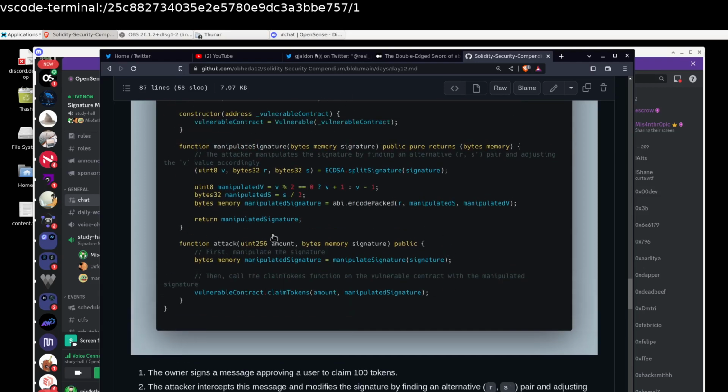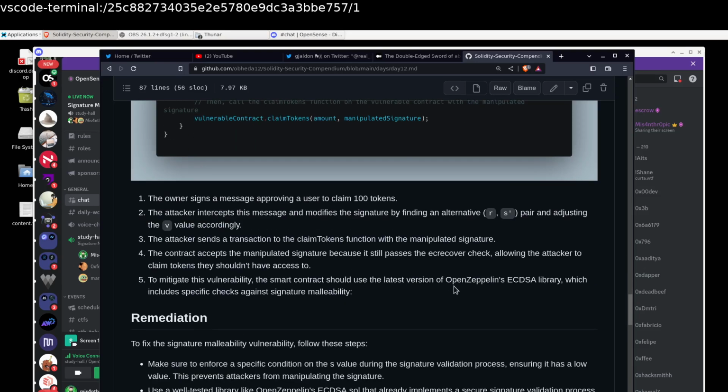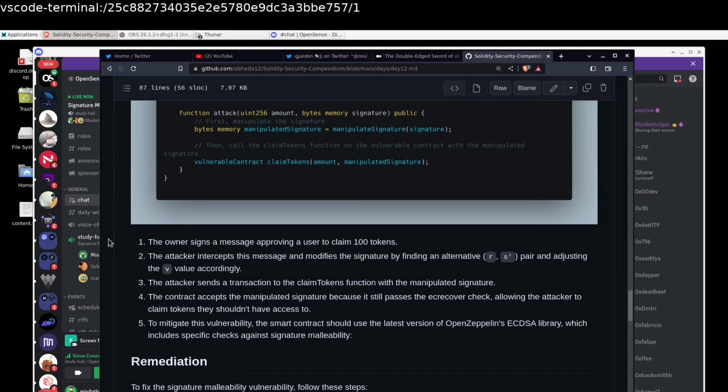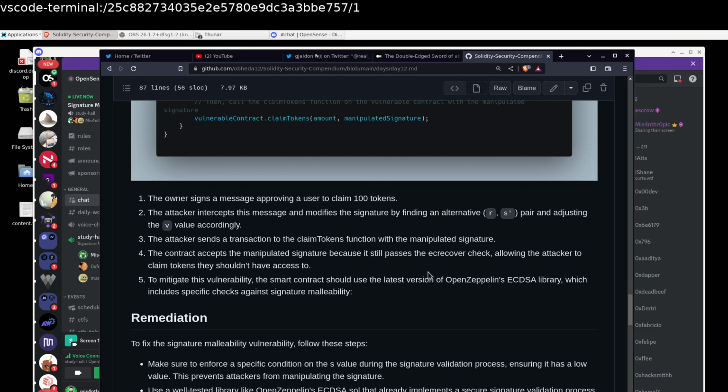So now we run the attack, we pass in the amount, and we pass in the manipulated signature. Let's see the explanation. The owner signs a message approving a user to claim 100 tokens. The attacker modifies the signature by finding an alternative R and S pair, adjusting the V value accordingly. The attacker sends a transaction to the claim token function with the manipulated signature. The contract accepts the manipulated signature because it still passes the EC recovery check, allowing the attacker to claim tokens they shouldn't have access to.